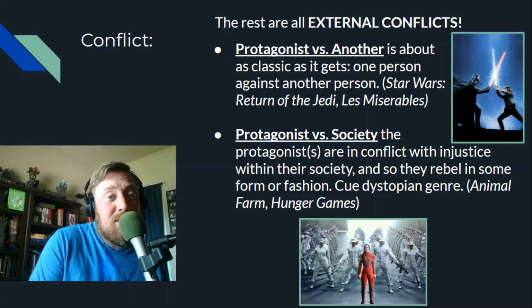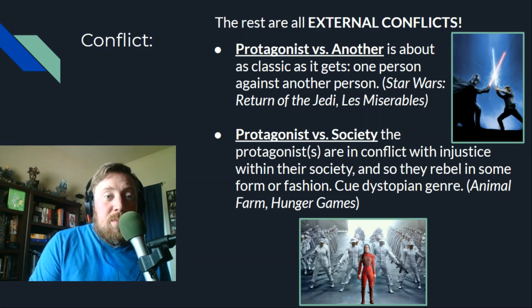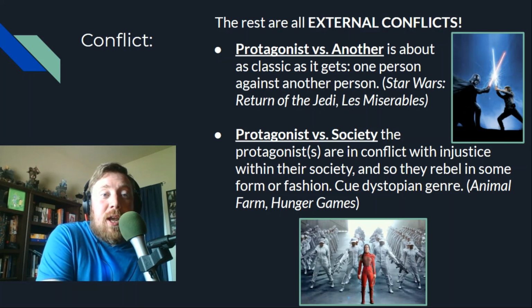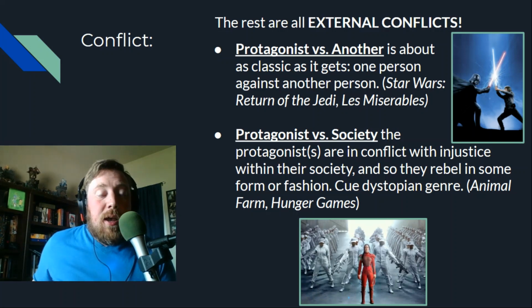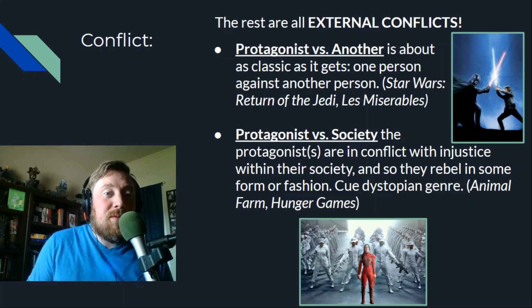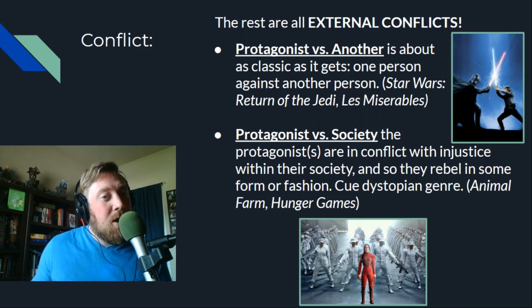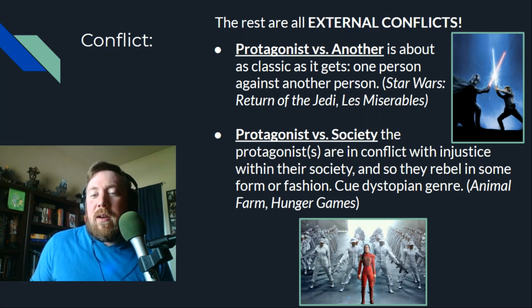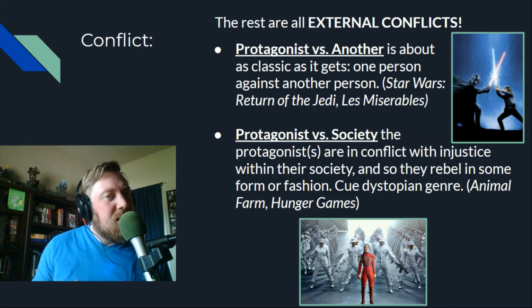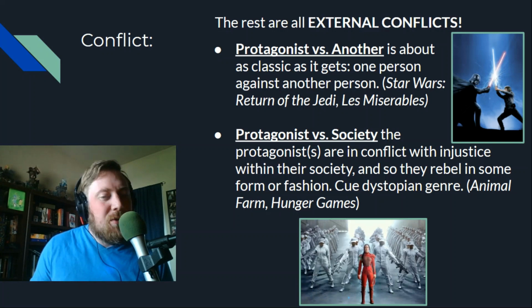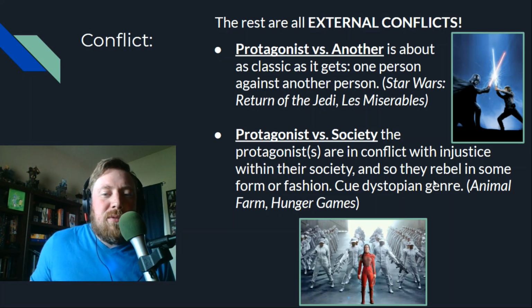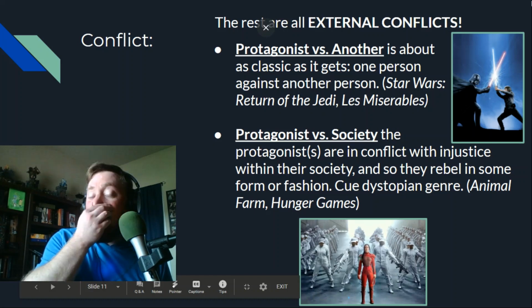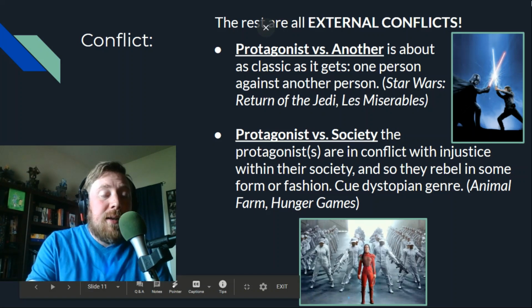You have Katniss, and the people who have rallied around the Mockingjay going up against the Capitol, right? Animal Farm also falls into this, if you ended up reading that last year, or if you end up reading it at some point. You have the animals on the farm who are personified, and they end up rebelling against the oppressive farmer on his own farm. So protagonist versus society, some really great and fascinating conflicts within that.